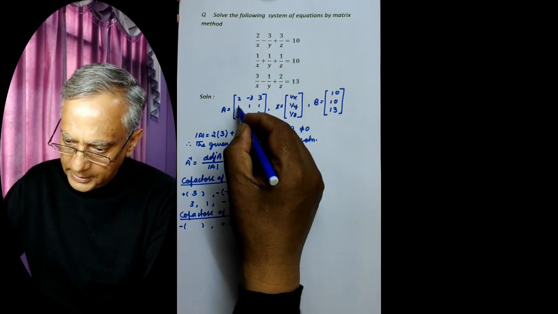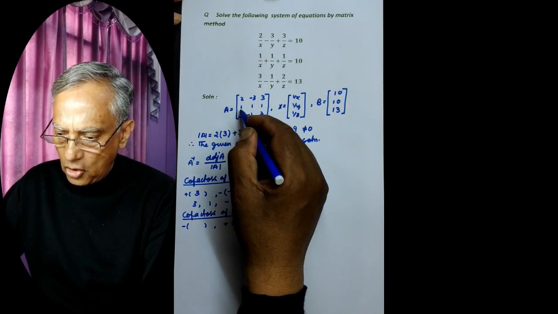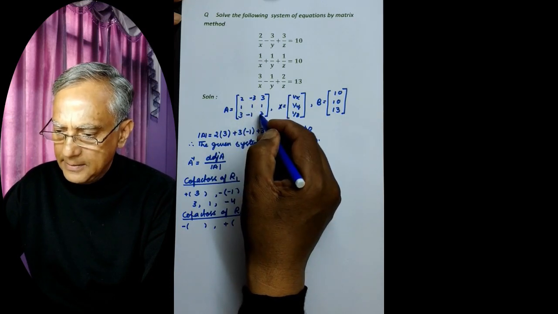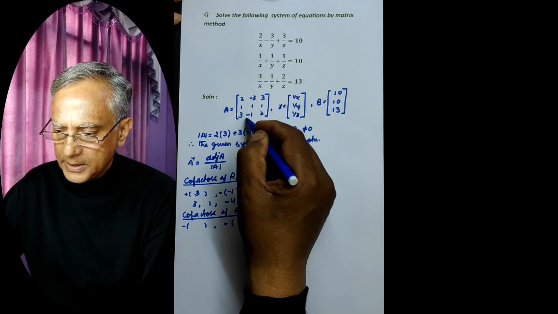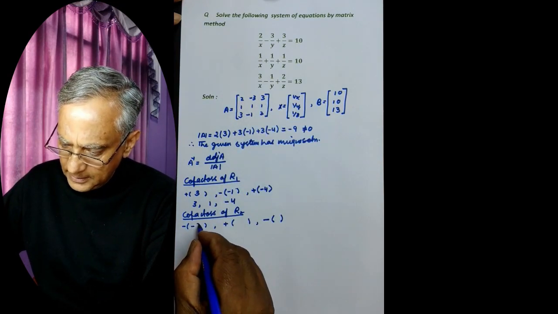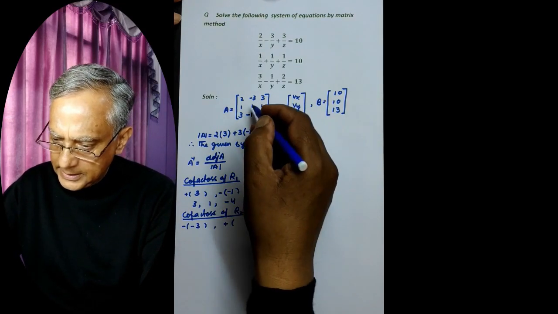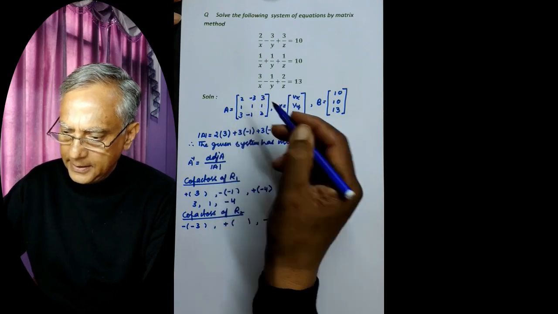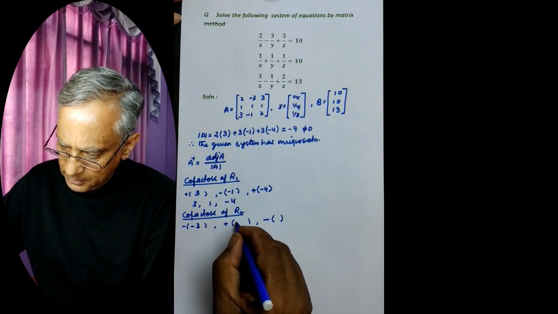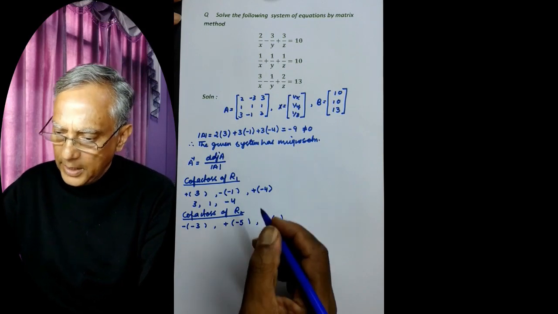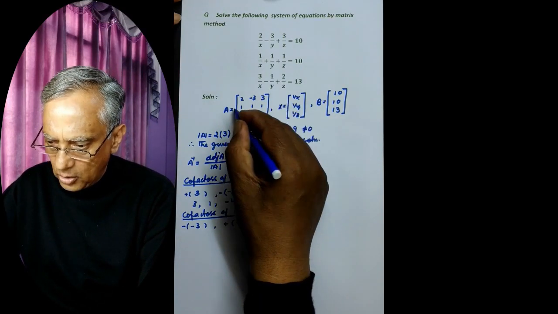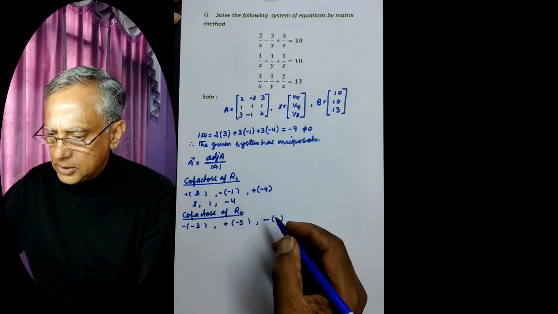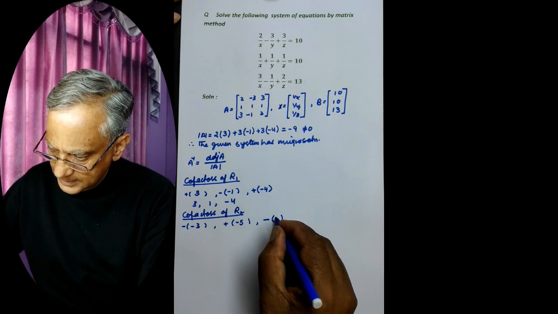Now for this entry, delete this column and this row. So we are left with minus 6 minus minus 3, minus 6 plus 3 is minus 3. Next is this. Delete the row and column in which the entry occurs. So 4 minus 9 is minus 5. And next is this. Delete the row and column. We get minus 2 minus minus 9, minus 2 plus 9 is 7.